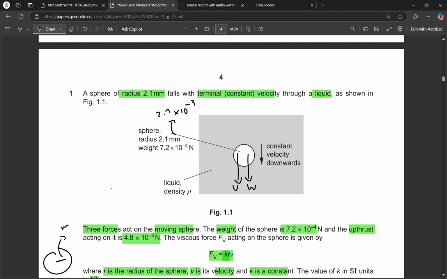Actually, since the ball is moving downwards, the viscous force is going to be opposing the direction of the ball, right? So this is going to be FV, or the viscous force. It's always going to be opposing your direction of motion. Also, we're going to have an upwards force, like an upthrust, due to the displacement of the liquid by the ball. So that's simply our 3 arrows drawn.